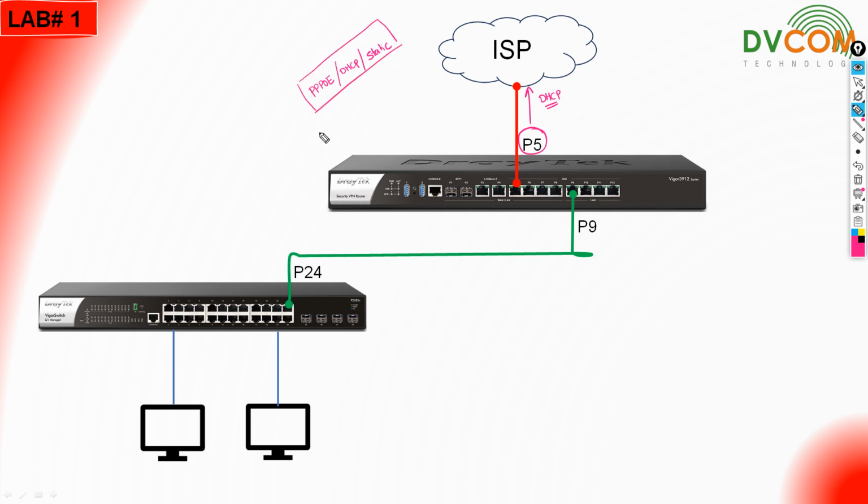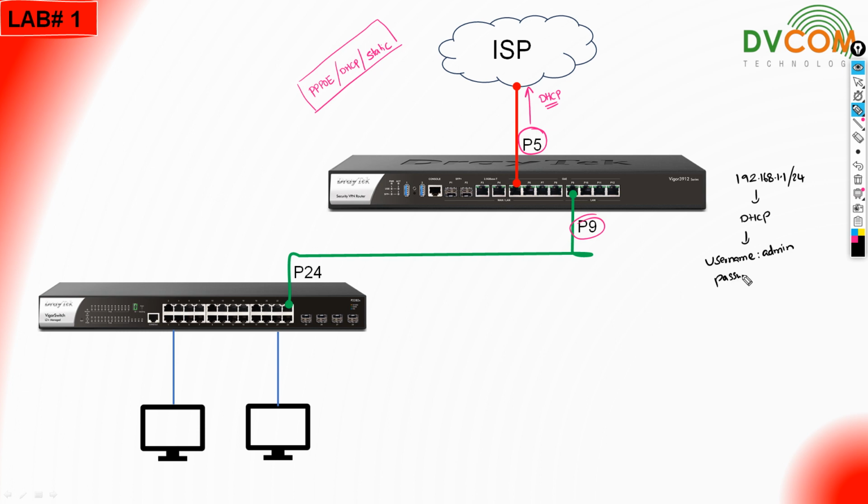Then the LAN interface is connecting to my Vigor switch on port number 9. This is a plain network, guys. I don't have any VLANs or anything because it's a plain network. As you know, the default IP address for the DrayTek router is 192.168.1.1, and by default DHCP is enabled for this network, the default username is admin and the default password is admin.